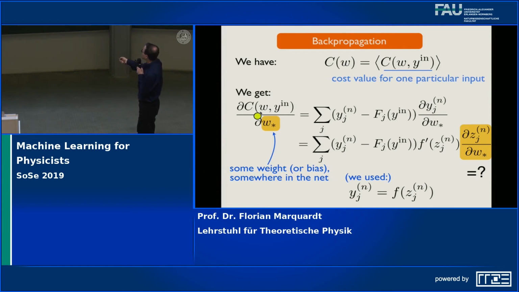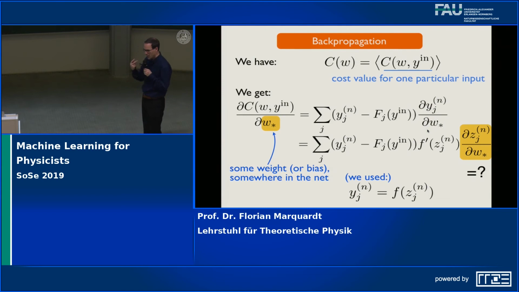And now I assume I have this quadratic cost function, so I can write this out. There will be a sum over all the output neurons, and then in principle there was this difference squared, but since I took the derivative and there was this 1/2 strategically introduced, I only get this value. And then I have to apply the chain rule. So I have to take the derivative of the output neuron Jn with respect to this weight W star.